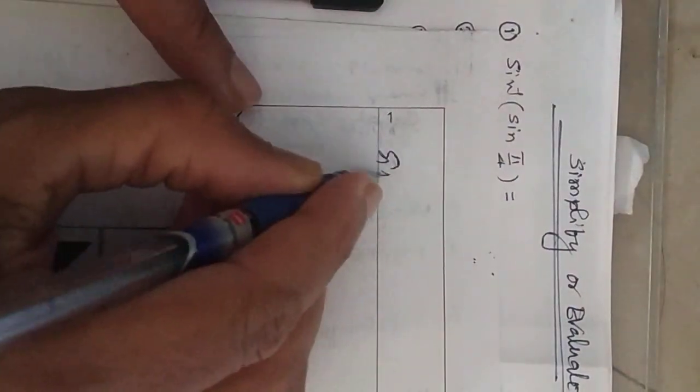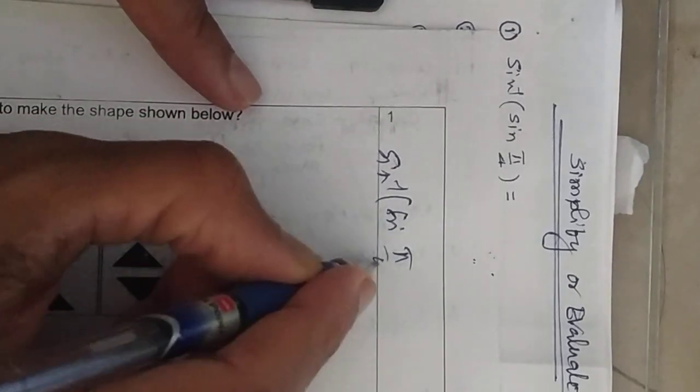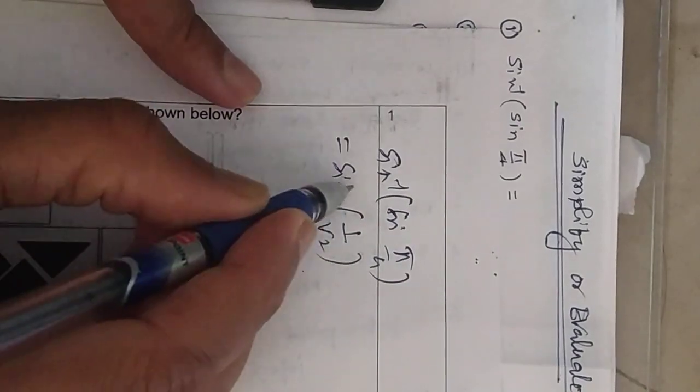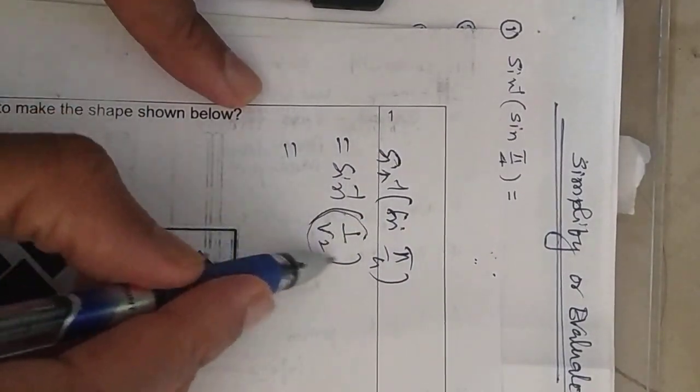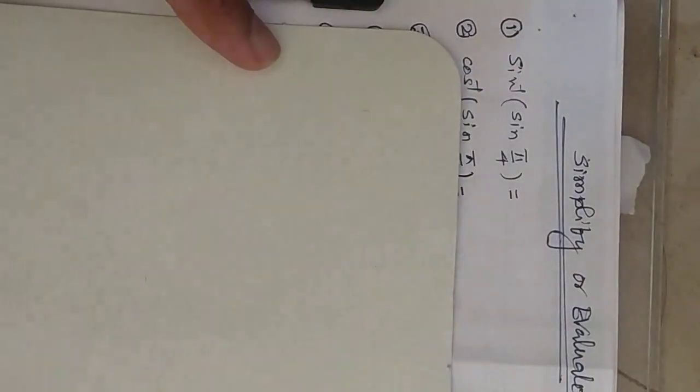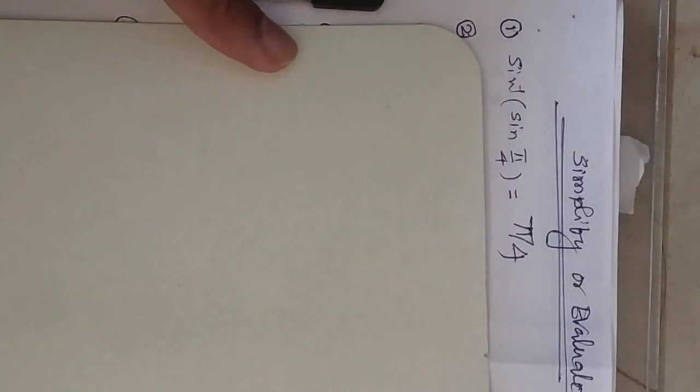Sine inverse of sine of pi by 4. If you wish to answer this question, then two approaches are there. The question is sine inverse of sine pi by 4. That means sine will be as it is. Sine pi by 4 is nothing but 1 by root 2, and 1 by root 2 is in the domain of sine inverse. It is nothing but pi by 4, which can also be written straight away as pi by 4. Do you agree? We can write straight away it is pi by 4.